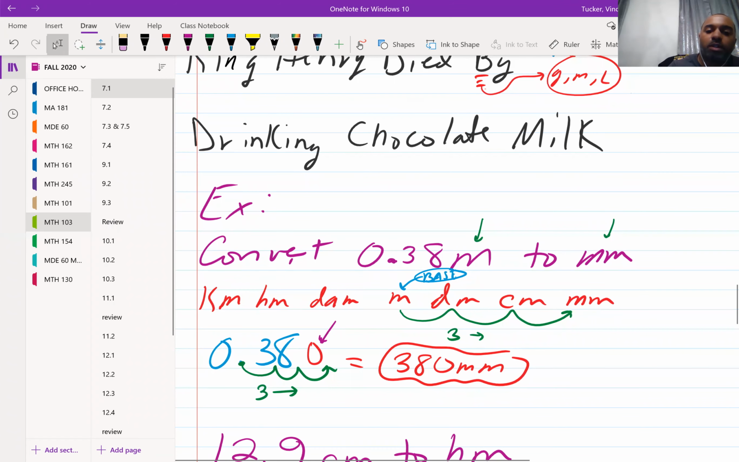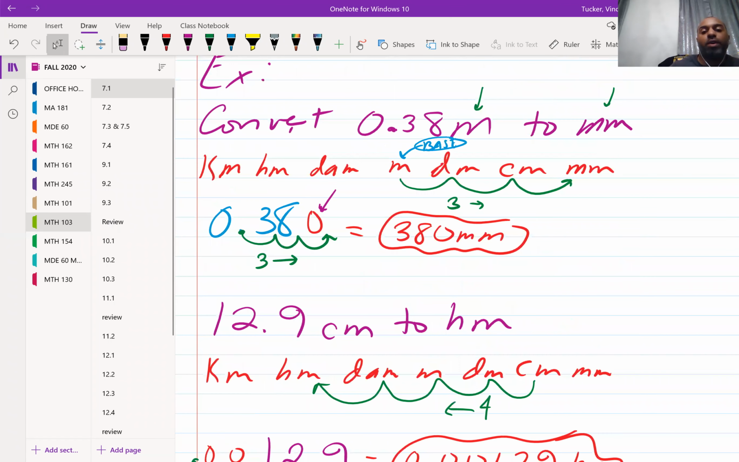All right. Same process. We have 12.9 centimeters, and we're going to go to hectometers. Start at centimeters. King Henry died by drinking chocolate milk. Start at centimeters. How many spaces or how many times do you move to the left to get to hectometers? And it's 4 to the left.